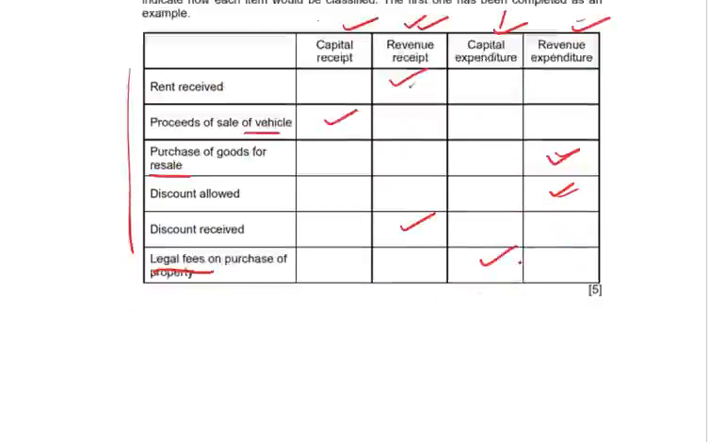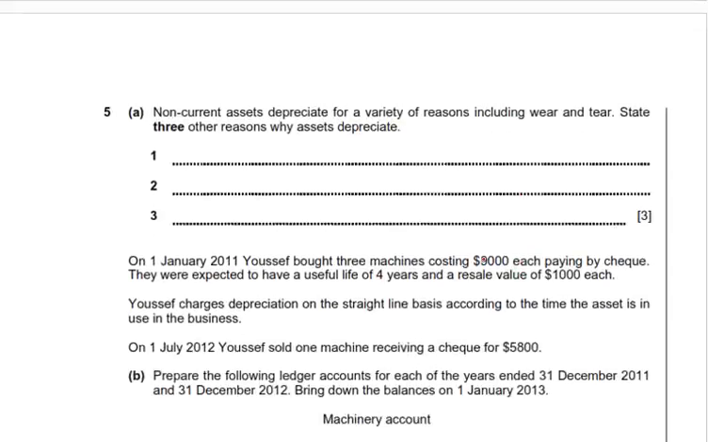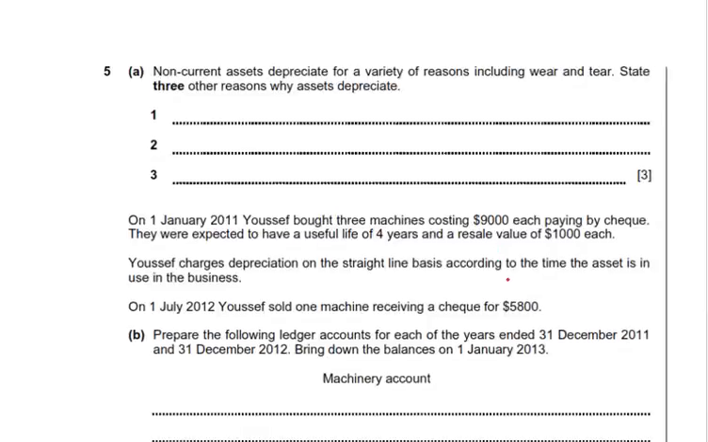Okay, moving on to the next question, which is on non-current assets and depreciation. Question number 5. The first part asks for reasons why non-current assets depreciate. They give us one reason, wear and tear, and ask us to state 3 other reasons why assets depreciate. A very easy one, you can write passage of time, because over time it becomes older.